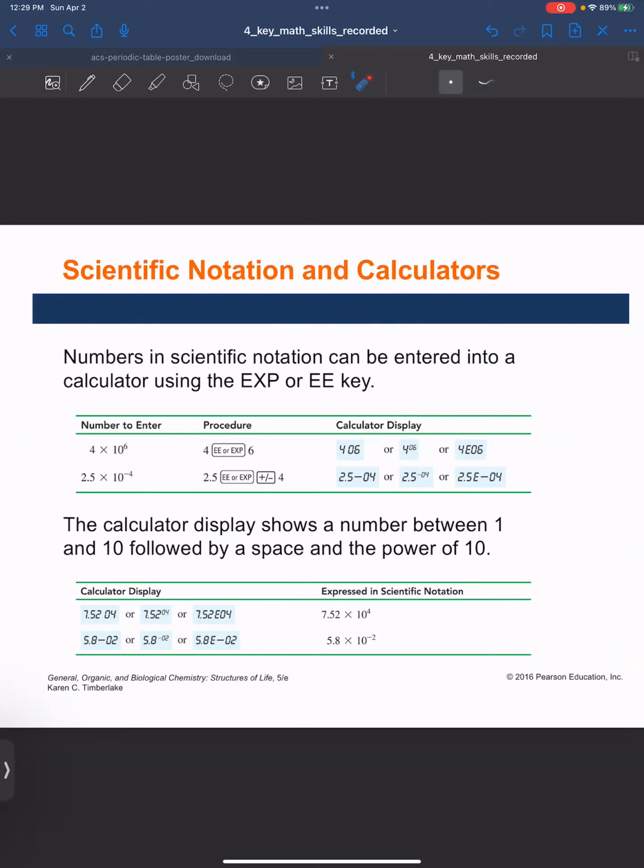Now in your calculators, numbers in scientific notation can be entered into the calculator using the EXP or the EE key, depending on your calculator. So be looking for that on the calculator you're using. And so even though your calculator may show, for example, 2.5 e to the -4th, it still has it programmed into the calculator as 2.5 times 10 to the -4th. So you don't need to type in 2.5 times 10 to the -4th on your calculator. Use the EE or EXP function to do that for you.